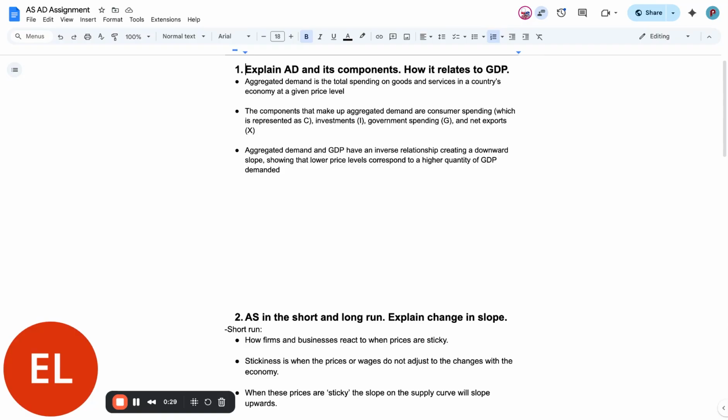And aggregate demand and GDP have an inverse relationship, creating a downward slope, showing that lower price levels correspond to a higher quantity of GDP demanded.